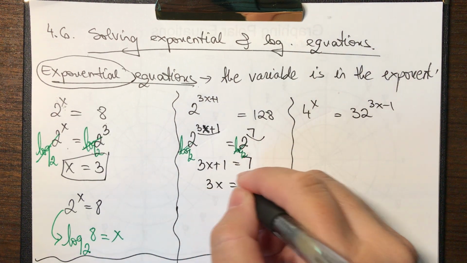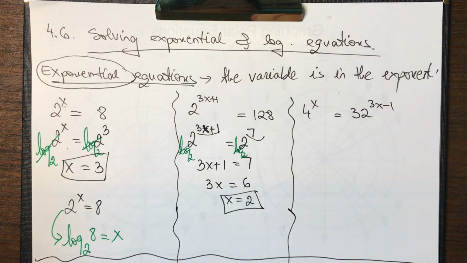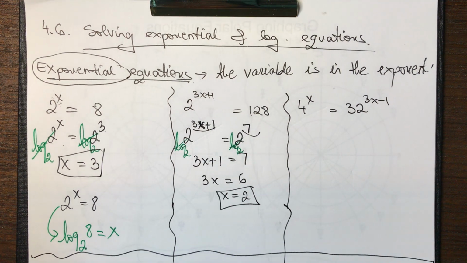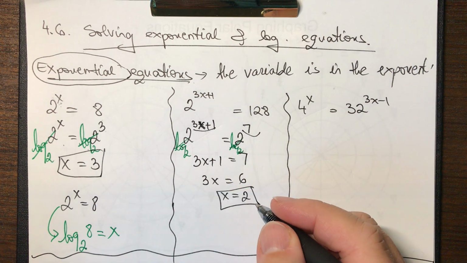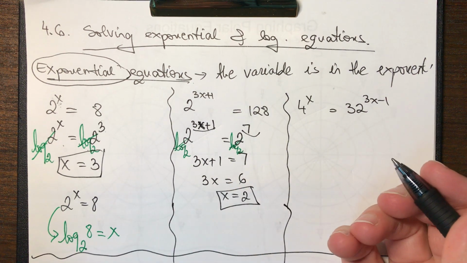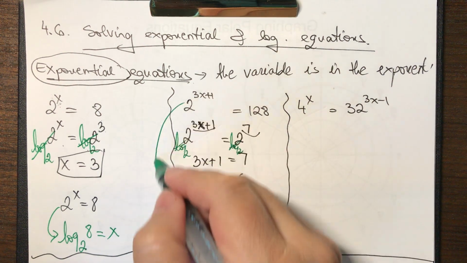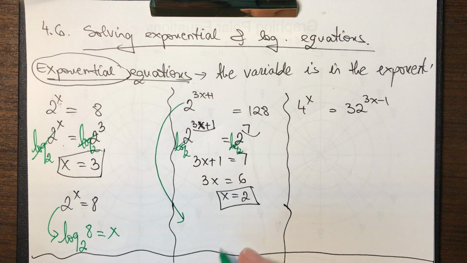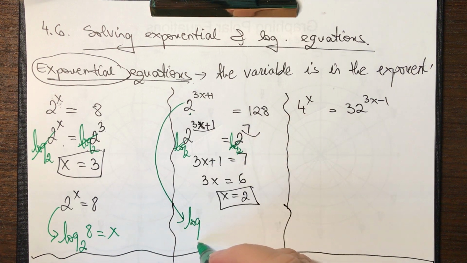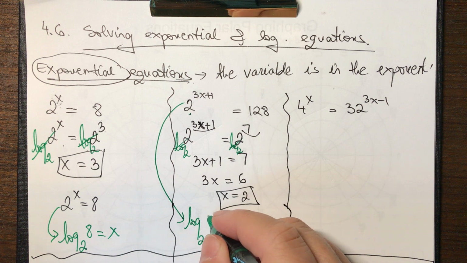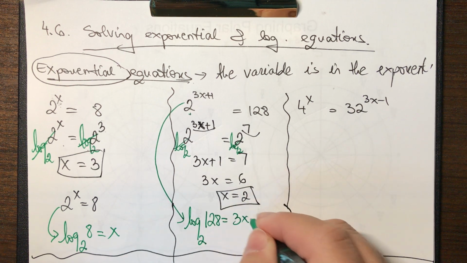It's just a simple linear equation, right? X is equal to 2. Boom, done. Okay. Now, as I said, if you didn't know that 128 is a power of 2, what could you have done? You could have taken this equation and turned it into a logarithmic form. So log with the same base as this one, of 2, of 128 is equal to 3x plus 1.